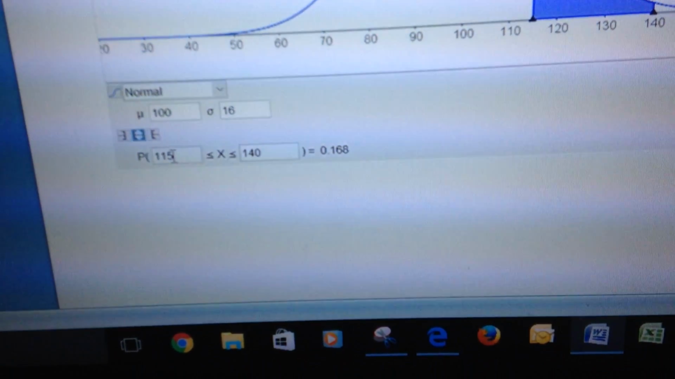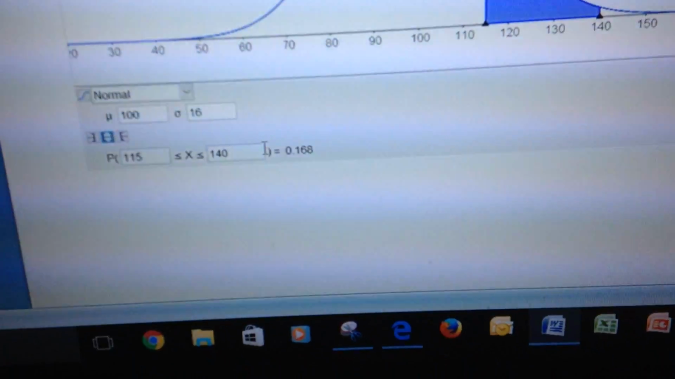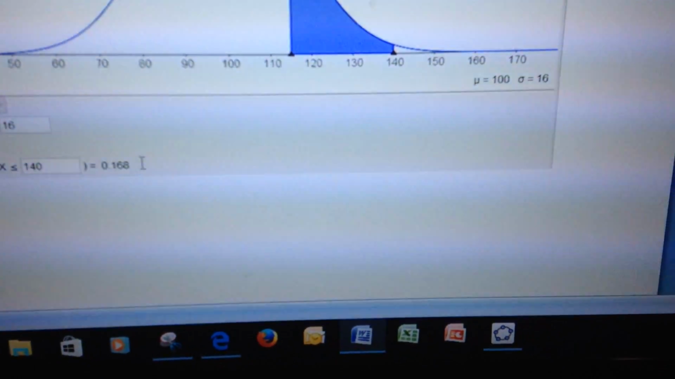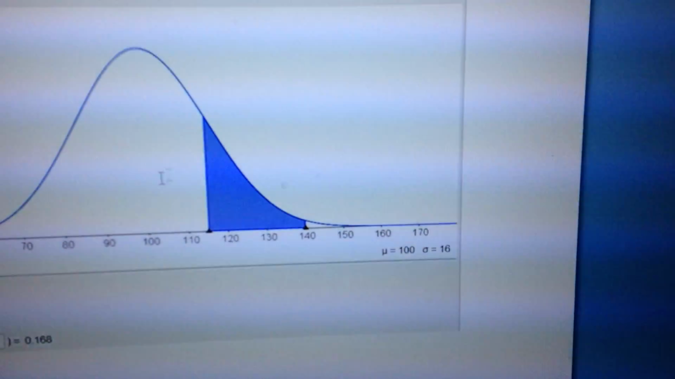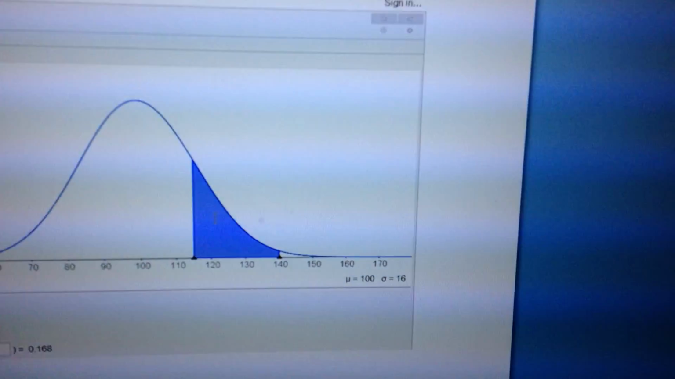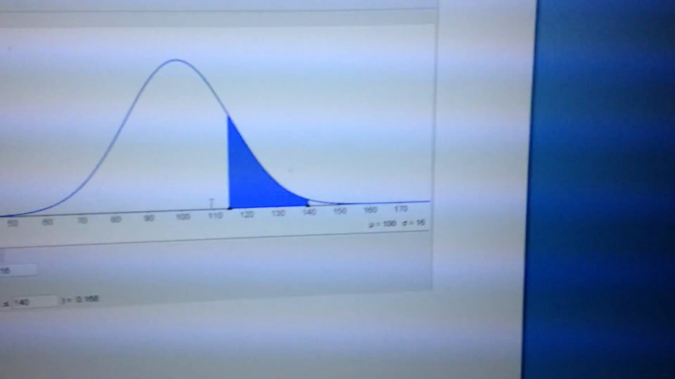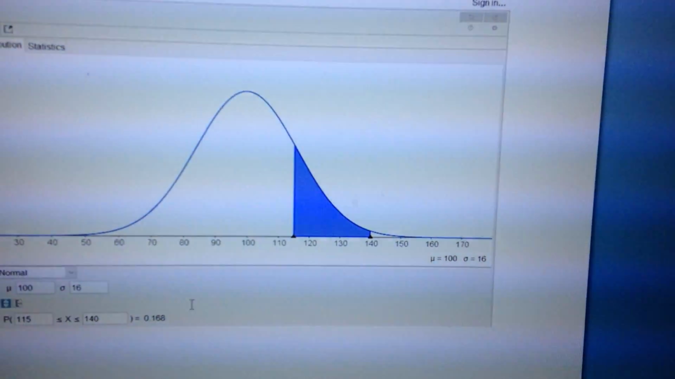We want to get the probability for people with 115 to 140 IQ, which is 0.168. That's the area under the normal bell curve here. That's the area underneath that curve, which is 0.168 of the total curve.